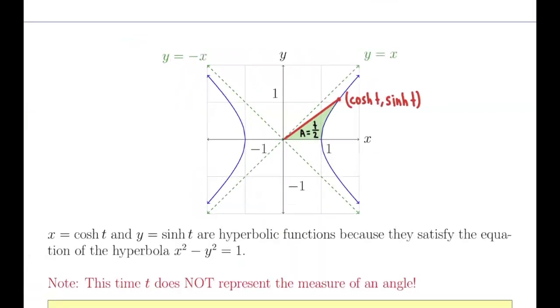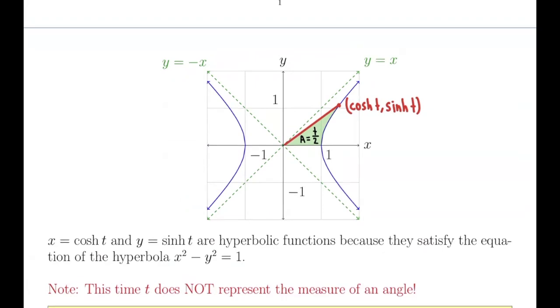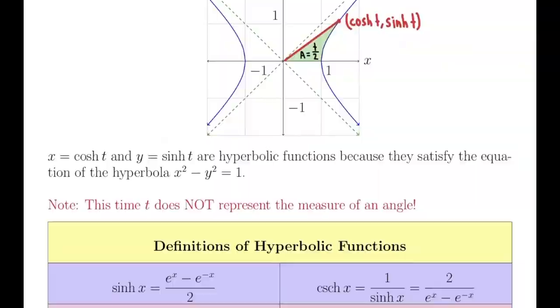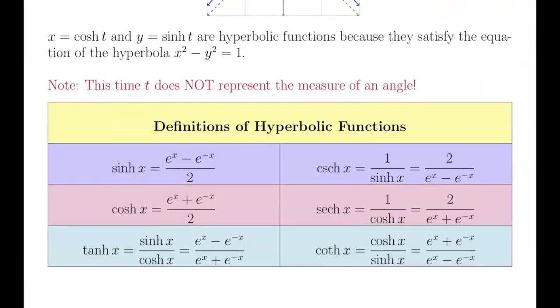All right, so you can see that hyperbolic functions have the same relationship to a hyperbola that the trigonometric functions have to the unit circle. So the thing is now, what are these functions? What is hyperbolic cosine and hyperbolic sine? We need a definition. So you know how you have 6 trig functions? We also have 6 hyperbolic functions. And of course, 2 of them are like the original ones, like the sine and cosine. So here are the definitions of the hyperbolic functions.